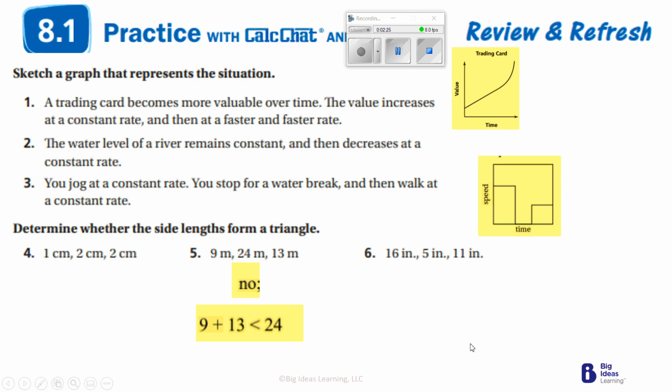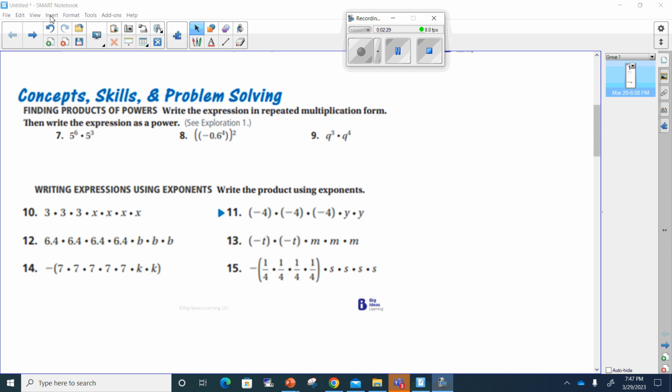All right, we're going to go on to number 7. To do number 7, we're going over here to the smartboard. I'm going to get my pen out here, and actually, let me see what it says first. Finding the product of powers. Write the expression in repeated multiplication form, then write the expression as a power.